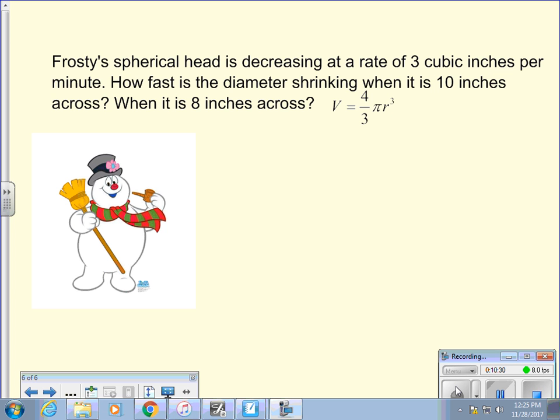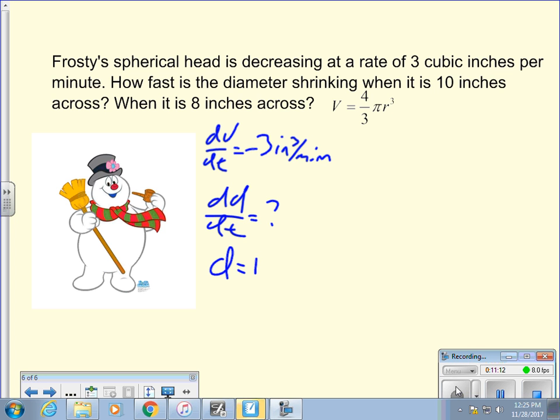Okay, so let's take a look at this. Our given information: the head is decreasing at a rate of 3 cubic inches per minute. So that means dV/dt is negative 3 cubic inches per minute. We're dealing with a sphere. We have the formula for the volume of the sphere. How fast is the diameter changing? dD/dt is what when the diameter is 10 inches across, and again when the diameter is 8 inches across. So you have to actually do two problems here, one that's 10, one that's 8. I want to show something by having two different answers here.